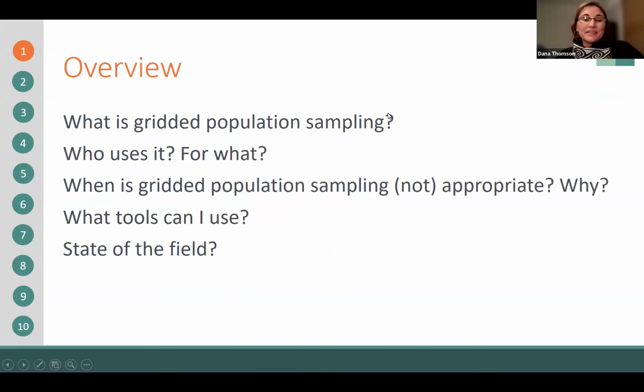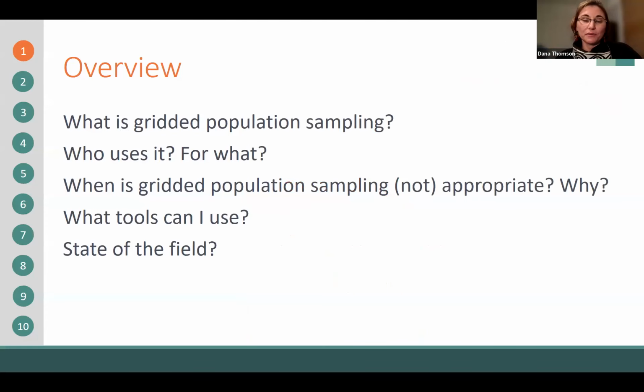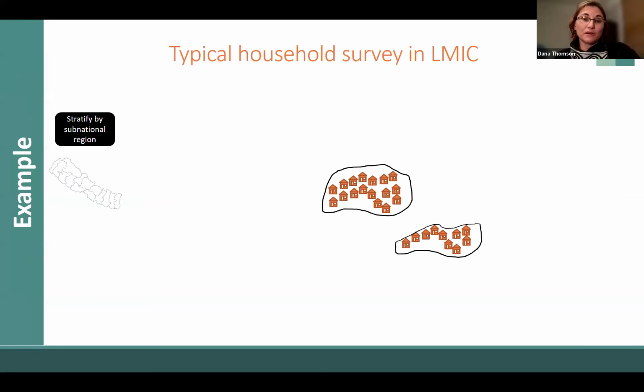I don't have enough time to go through all the details of the manual, but you will find throughout, even on the front page here, gridpopsurvey.com. You're welcome to check out that link while we go through. My goal here is to give a brief overview of this manual and what is gridded population sampling, who's using it for what, when it is appropriate or not appropriate, and the basic tools that are available. And a little shout out in case you want to get involved with some further research and development in this field. But my hope is that you will go to the manual, download it and check it out for yourself and maybe apply it in some of your own work.